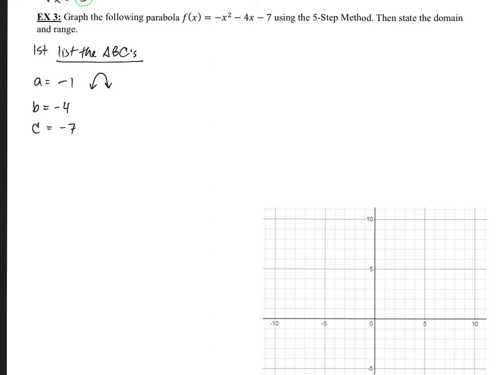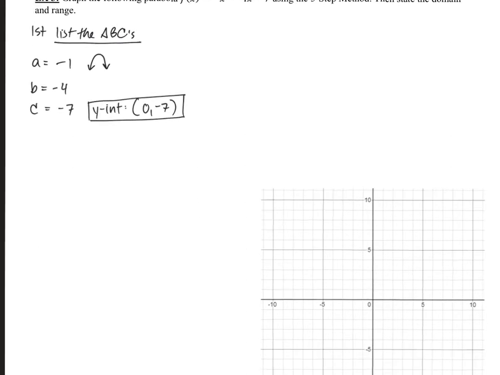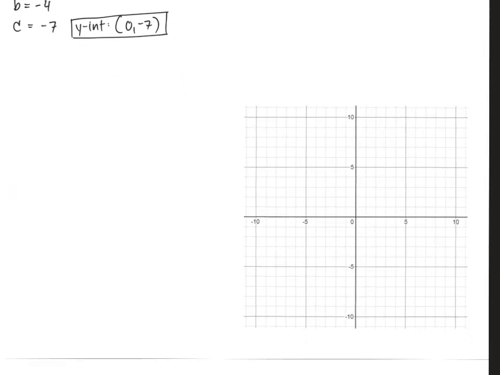Last thing, what is the C value? Well, that's my y-intercept. Okay, so I can go ahead and just label that right here, (0, -7). And while I'm at it, I'm going to go ahead and plot that point, (0, -7).